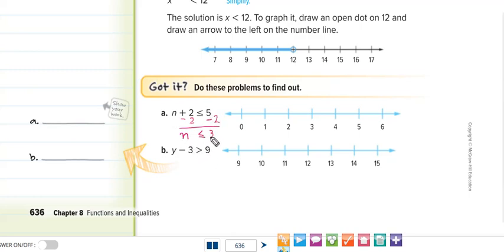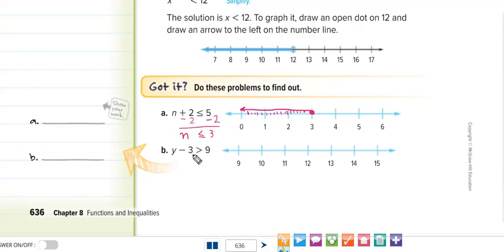N smaller than or equal to 3, so we go to 3 and we make a closed circle, closed one, because we have or equal sign, and going to the left because n is smaller than or equal to 3, shading all the numbers to the left of 3.